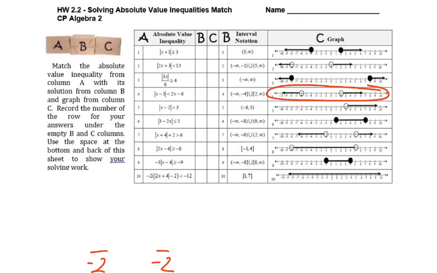So that means that I'm going to pop a little 4 in here, because that's the graph that matches with column C. I guess I just need an interval that does the same thing, right? Greater than 2, less than -6. I think I see it. That looks like this one, which is actually number 7. I'm going to pop a little 7 in here for column B.